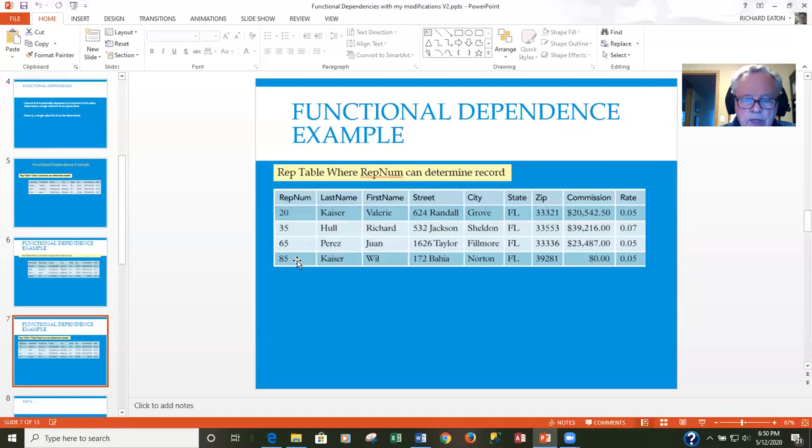what the nature of the data is, but in some cases you actually have to ask your client, the person you're developing the database for, how rep num is used. You would have to ask them, is that a unique value? And if the client says, yep, that's how we identify individual reps, we never duplicate that value, then you could say that the rep num is a primary key, and that rep num determines each and every one of these other non-key values. So last name, first name, street, city, state, zip, commission, and rate are considered non-key values, all functionally dependent on the primary key.